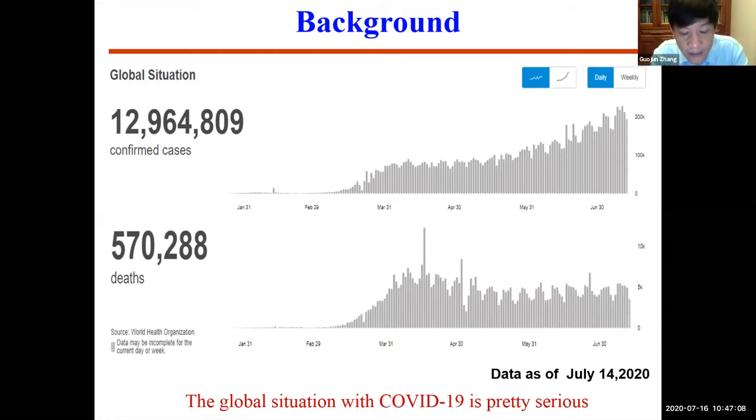Since the emergence of coronavirus late last year, it has broken out in every continent of the world. As of the day before yesterday, about 13 million people worldwide have been diagnosed with this virus, and about 570,000 people died from it. This means the global situation with COVID-19 is pretty serious. So the question is, what is coronavirus? How does this virus infect the human body?